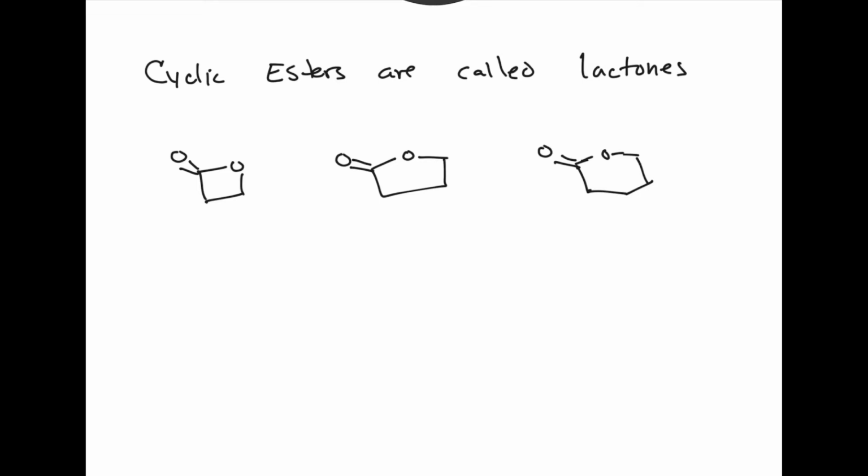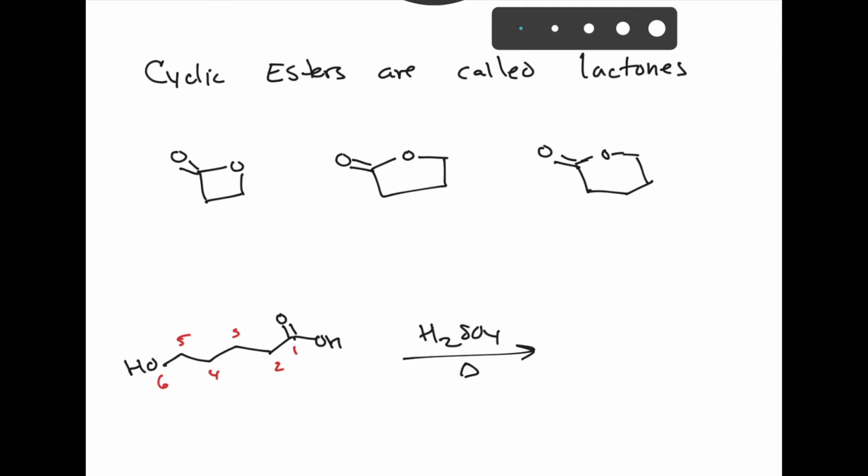Just to point out, you can make these, particularly 5 and 6 rings, like a Fischer esterification, right? You could take sulfuric acid and heat, right? Your alcohol and your acid are in the same molecule, so it'll just wrap around on itself and make an ester. So, right, I can count 1, 2, 3, 4, 5, 6. So I'll make a 6-membered ring, from the carbonyl carbon to the oxygen there will be six atoms in the ring.